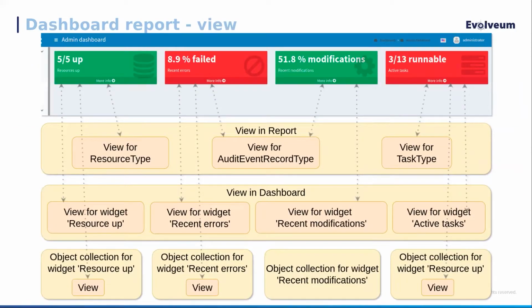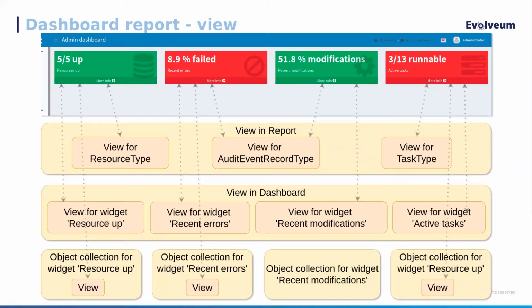Also, configuration for dashboard report contains a definition for view, but unlike collection report, view attribute in dashboard report is multi-value. We can configure view for every type of object, which are showed via widgets. For example, in our example, it is first line under screenshot. We can see views for types, resource type, audit event record type, and task type.